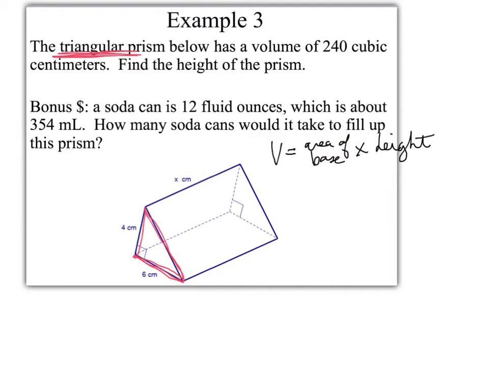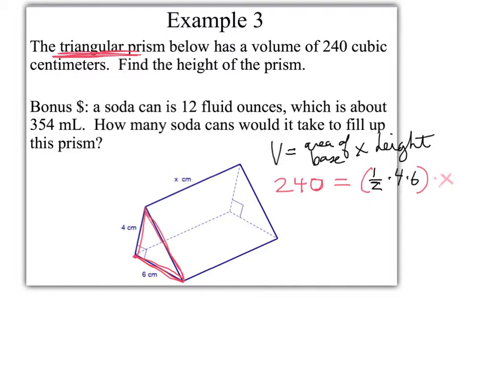All right, let's fill in what we know. So I've gone ahead and said that I know the volume is 240, and I know the height is x. So there's the height. They gave me the volume of 240. I'm looking for the height, which is x. Now I need to know what the area of the base is. So did they give me the area of the base? Scan the question. No. But it's a triangle, and I think I know how to find the area of a triangle.